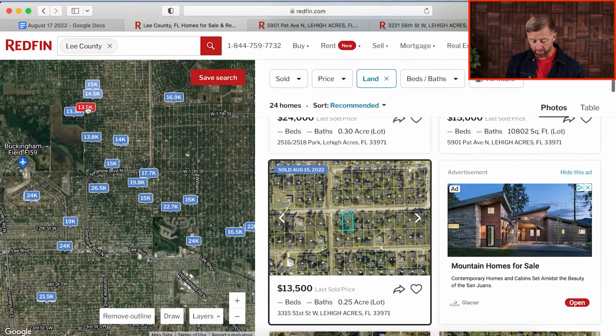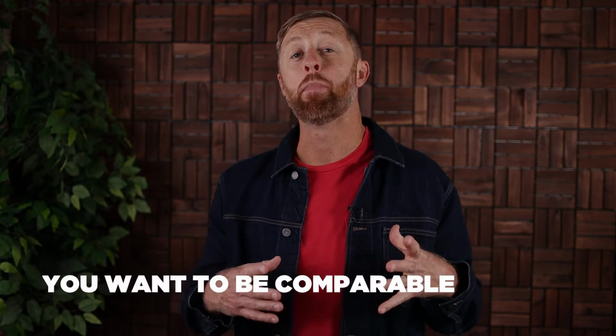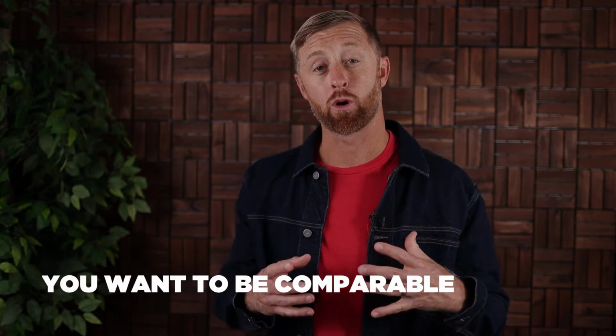$1.33. So if you really wanted to get down as far as the average, and let's say that you have a 10,890 square foot lot, you would click on each one of these that is a quarter acre, and just make sure, well, this is a half acre right here, so this one's going to throw us off. This is not a good comp if you're looking at quarter acre properties. That's another thing, you want to be comparable. You want to stay with a comparable parcel of land.